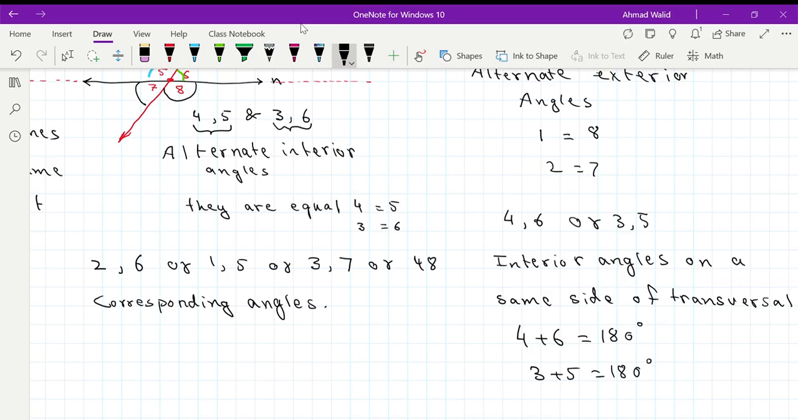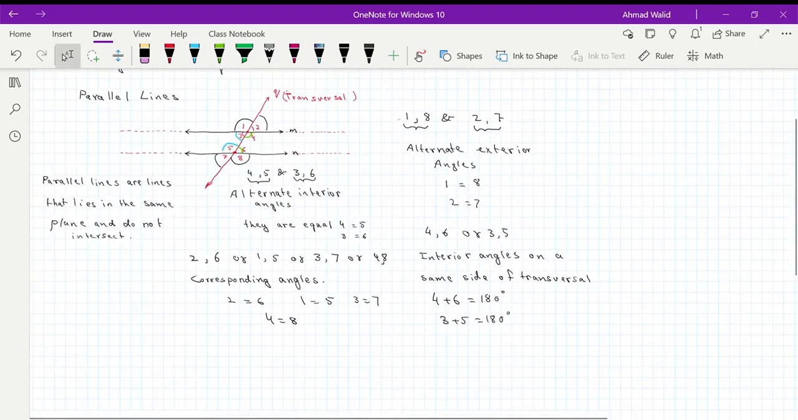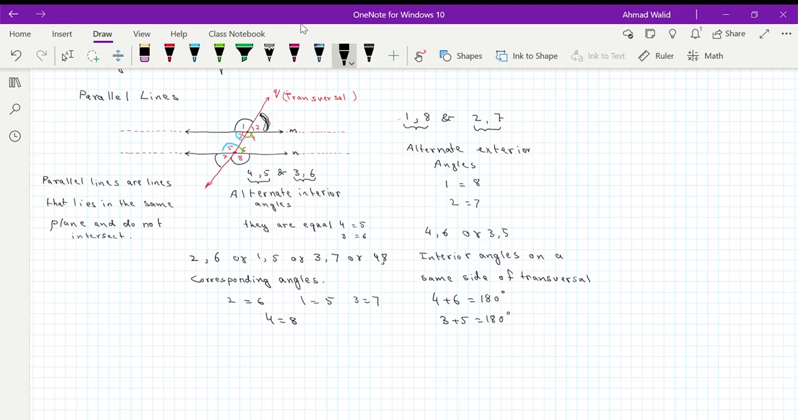Their angle measures are equal. You can say 2 is equal to 6, 1 is equal to 5, 3 is equal to 7, 4 is equal to what? Equal to 8. Let's see it in the diagram. This angle, if I make it darker, angle 2, is equal to angle 6. Correct? Same way, 1 with 5, 3 with 7, 4 with 8, they are equal to each other.